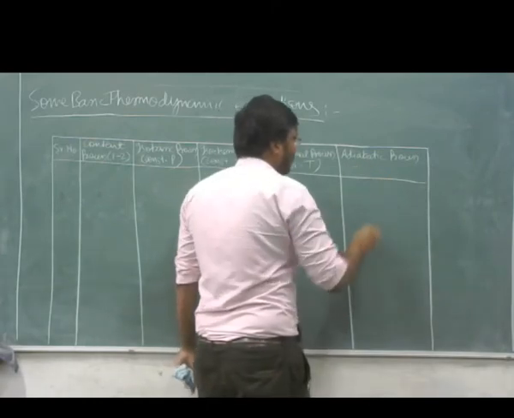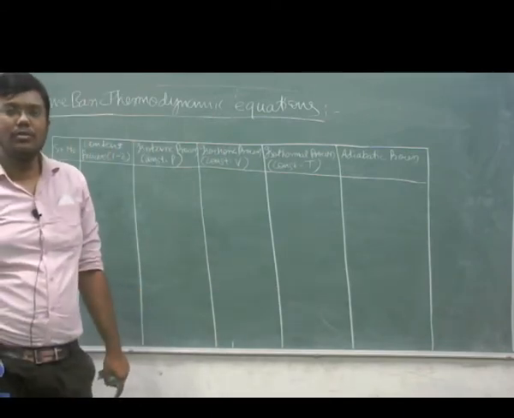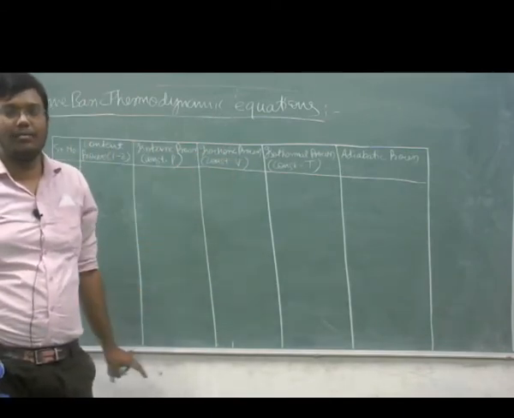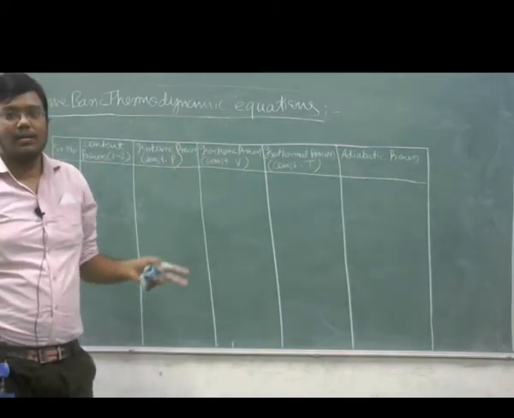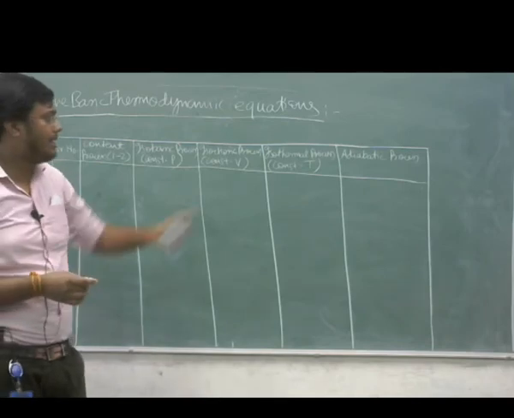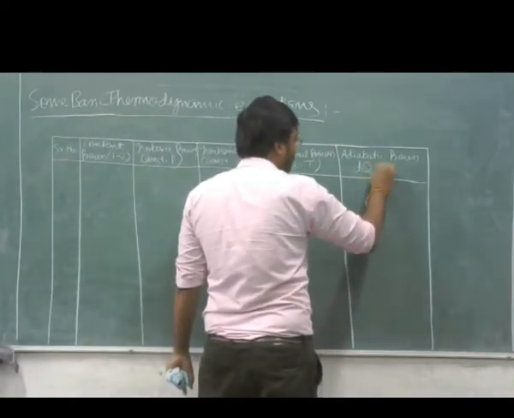Adiabatic process. What is an adiabatic process? In an adiabatic process, heat transfer is equal to 0. That is the basic definition of an adiabatic process. The process in which no heat transfer occurs is known as an adiabatic process, meaning dQ is equal to 0.